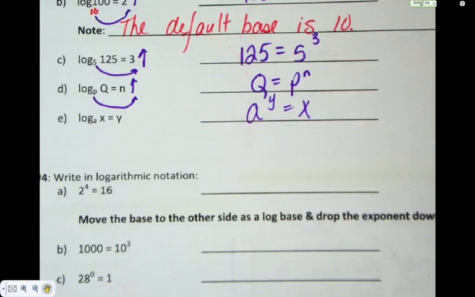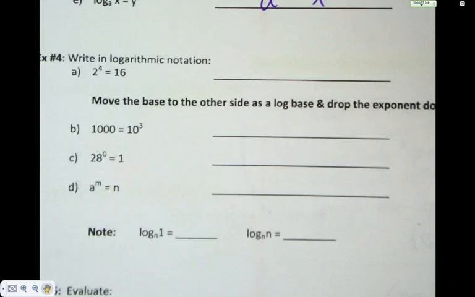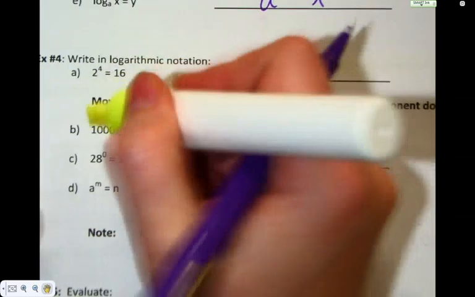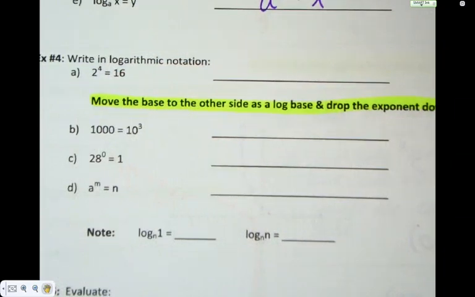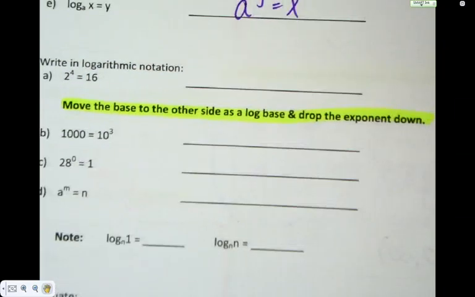How are we doing so far? Okay. Now we're going to go backwards. So we want to go from exponential notation to logarithmic notation. How do you know which is which? What's exponential notation? It has an exponent. What's logarithmic notation? It has a log in it. So if you're a wordy person, what's going to happen is we're going to move the base to the other side as a log base, and we're going to drop the exponent down. So it's just doing the opposite of what we just did.